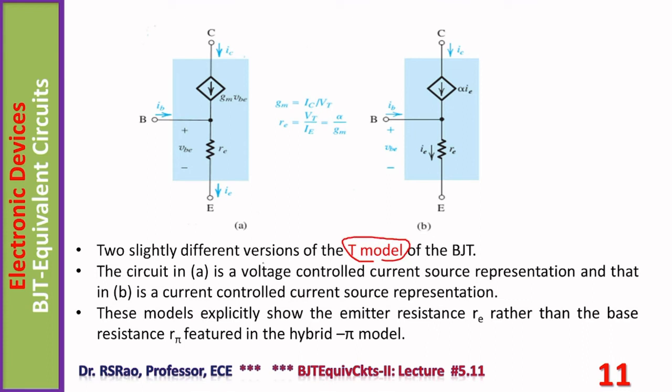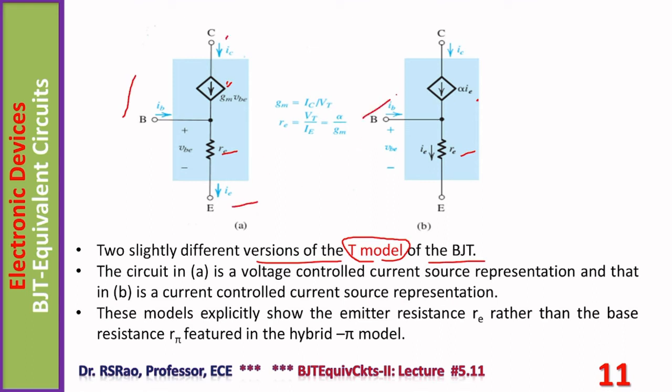Two slightly different versions of the T model of BJT are shown here. Let us compare these two models. One resistor is here, another resistor is here. So both carry single resistors, and one controlled current source. In A it is GMVBE, whereas the source in B is alpha IE. Base, collector, emitter.